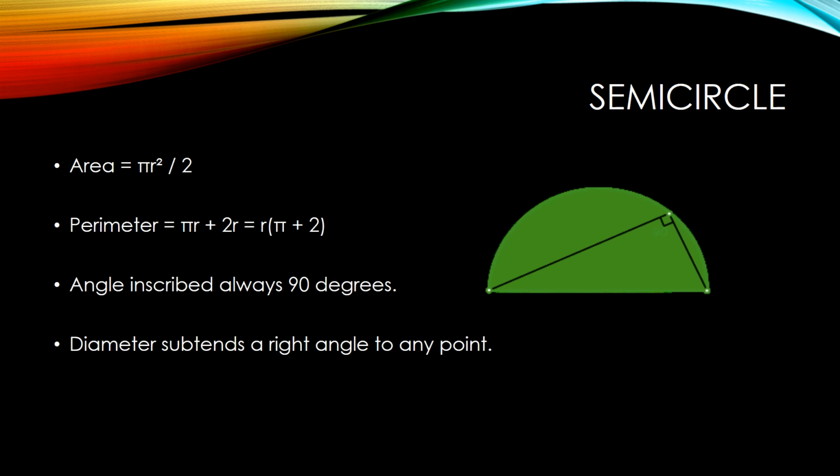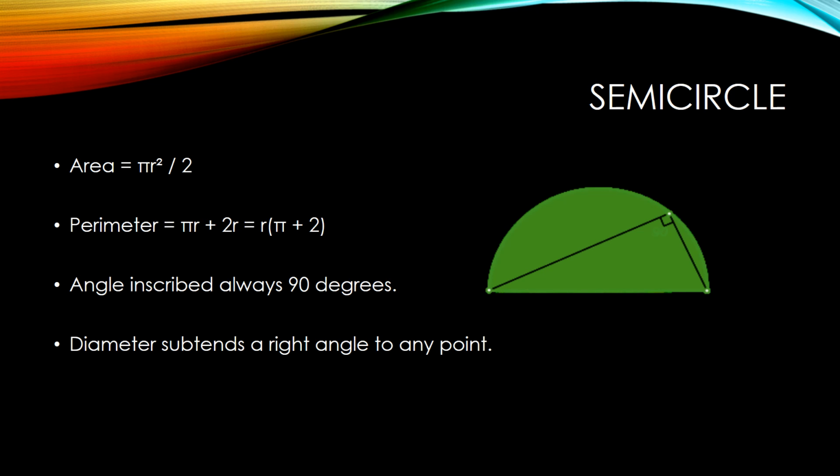A semicircle is half a circle, or a closed shape consisting of half a circle and the diameter of the circle. The area of a semicircle is half the area of the circle from which it is made. Area equals pi r squared by 2. The perimeter of a semicircle is not half the perimeter of a circle.